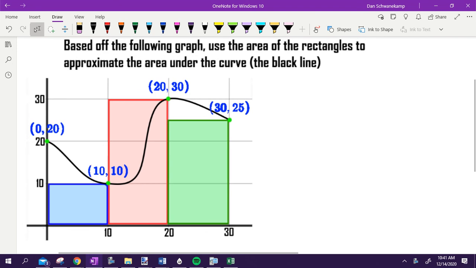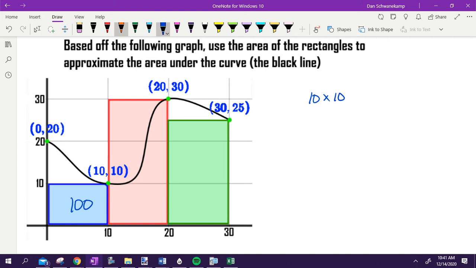Okay, based off this following graph, we're going to use the area of the rectangles to approximate the area under the curve. So we did this right before we started reviewing. So looking at this first rectangle, this blue guy right here, we're finding area of a rectangle. So Luke, what's the width going to be? 10. What's the height going to be? Also 10. So it's 10 times 10. This guy's 100. Okay, we're going to find the area under the curve.